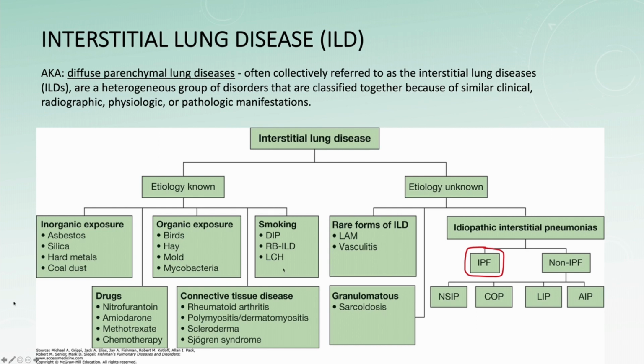There are other things that can cause it. Smoking can cause certain changes. There are some rare forms like vasculitis and lymphangioleiomyomatosis. There's also sarcoidosis, which is a granulomatous interstitial lung disease. We don't really know what causes sarcoidosis, hence it's under the unknown etiology, although we can make that diagnosis. There are other things that cause it, certain drugs and connective tissue disease. But as far as connective tissue disease, we'll cover that when we get to rheumatology.